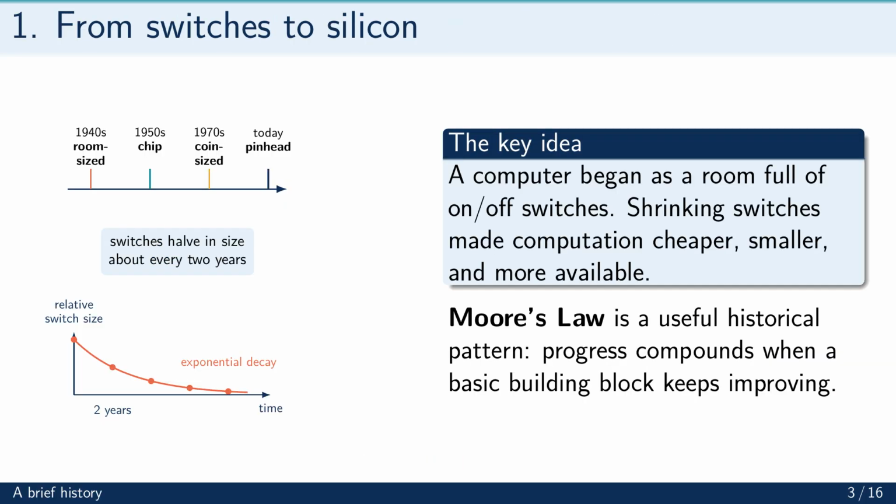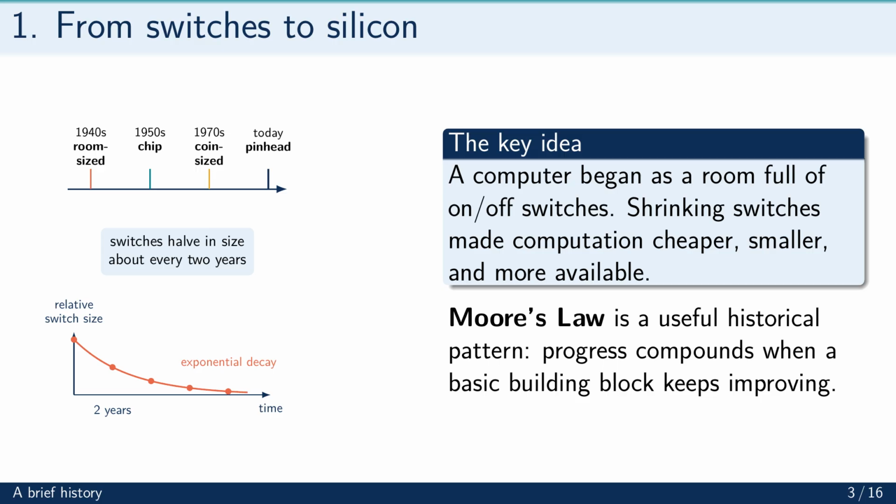Computing began with a very simple idea. An on or off switch can represent 1 or 0. Early computers assembled thousands of these switches into machines that occupied entire rooms. As engineers learned to make switches smaller, computers moved from rooms to chips, from chips to coin-sized devices, and eventually into objects far smaller than a pinhead. This history matters because it shows how a small improvement, repeated many times, can completely change what is possible.